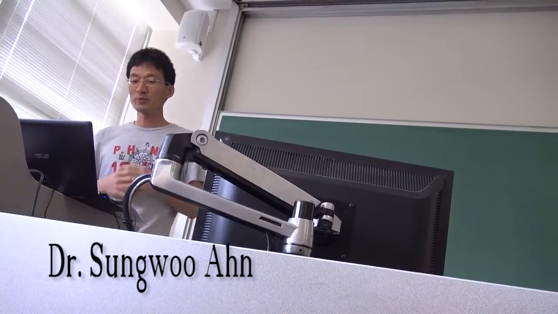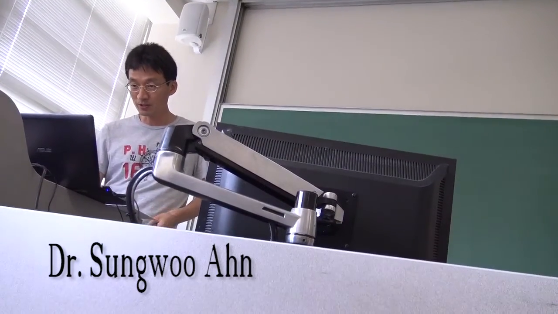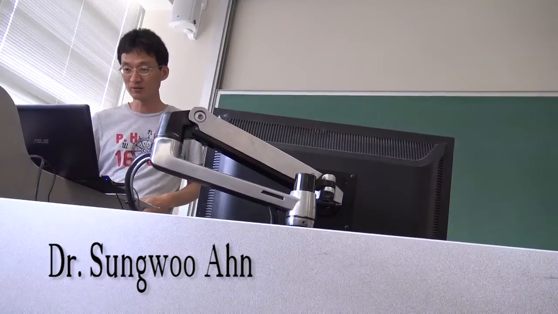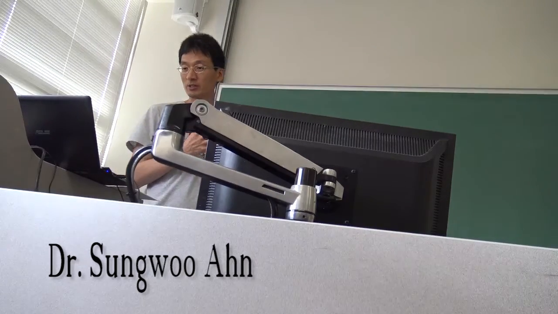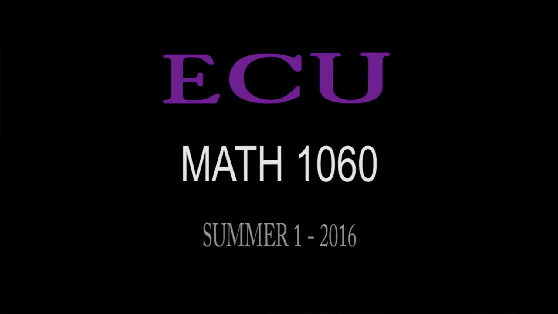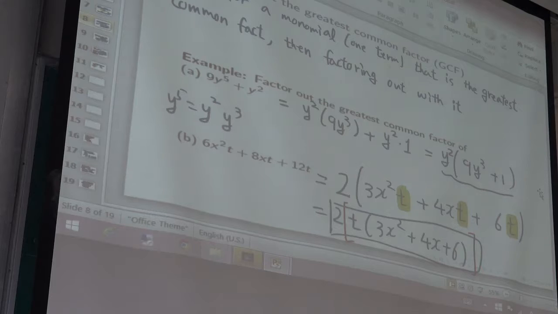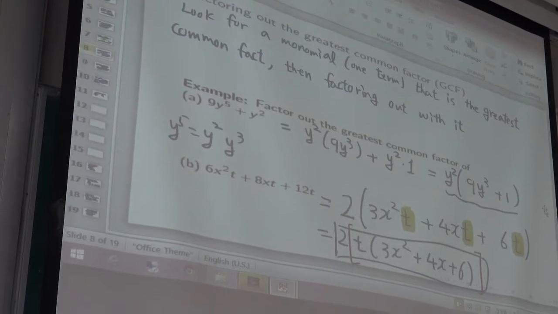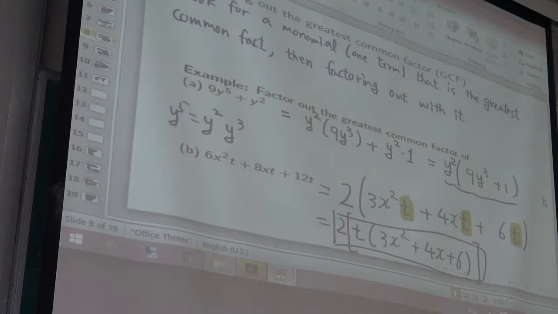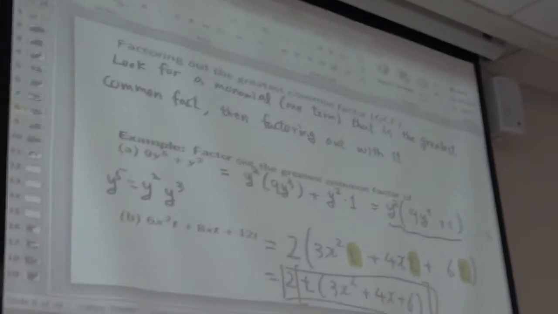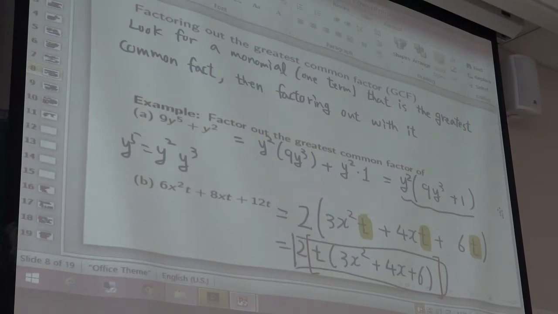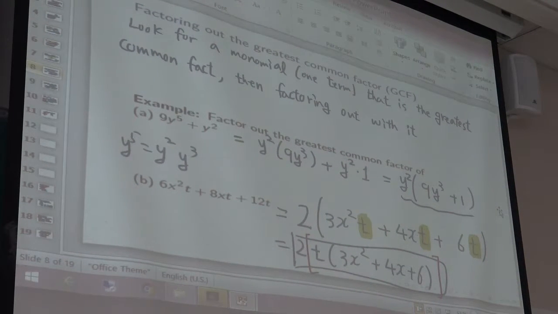Factorization is when you see some similar terms, we combine them, and change the expression into a product of different factors. That is factorization. The most important thing is to find the common factor, or the greatest common factor, which is better, and factor those out.